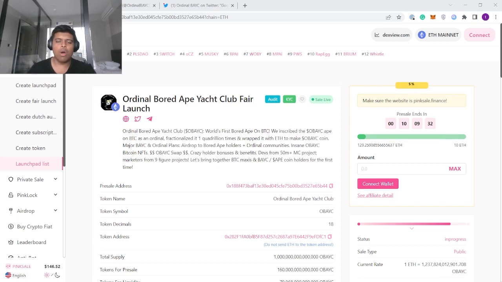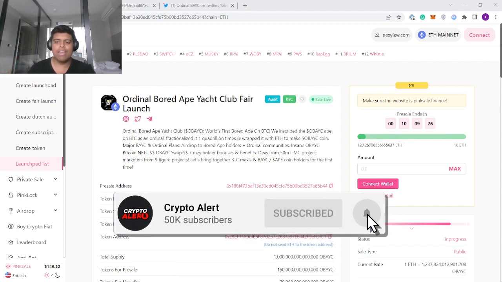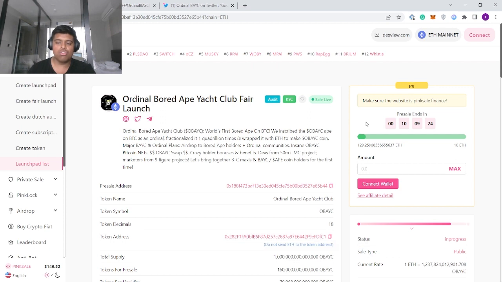We are going through another altcoin, another low cap gem that I've come across on Pink Sale. It is a pre-sale. They've raised over 125 Ethereum. Pre-sale does end very soon, but I'll be looking at actually getting involved in this project after it launches. I like the look of it.